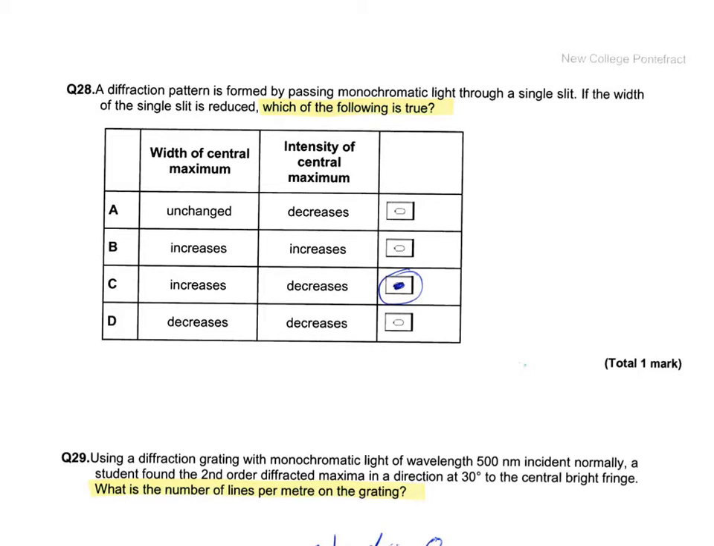Now if I make that width smaller, then there is simply less light going through, so we are going to have a decrease in the intensity. The width of the central maximum: essentially what we know is we get maximum diffraction where the wavelength is equal to the gap size. With light, it's such a short wavelength, we're always trying to narrow that gap to maximise the width of the central maximum. So what is going to happen is I'm going to increase the width of the central maximum and I'm going to decrease the intensity of that central maximum.